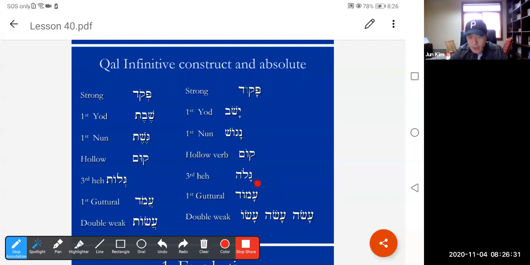The third he is also appearing with all those expected vowel pointing: kametz, holem, and double weak verb, kametz, holem. So now, what do you need to remember? Kametz, holem, except hollow verb. You simply see holem between the first and the third root letters in case of a hollow verb. Is that clear? Then let me move on.